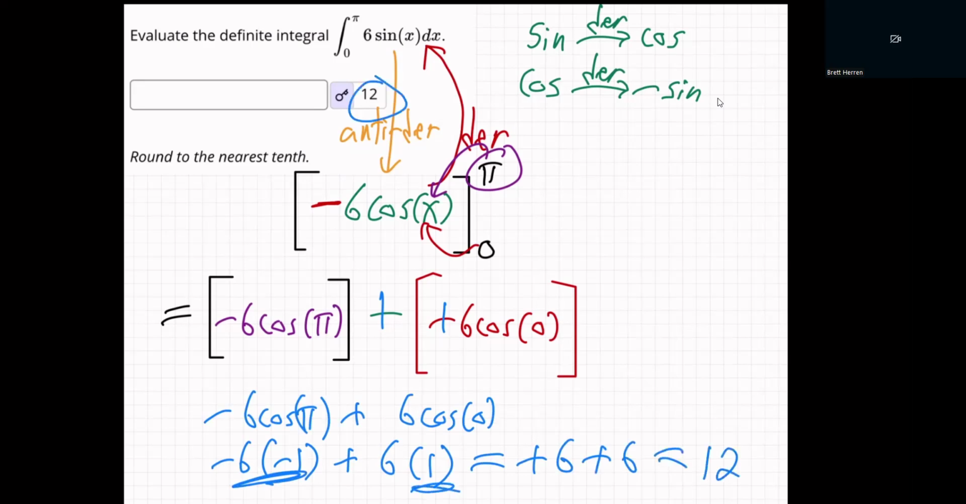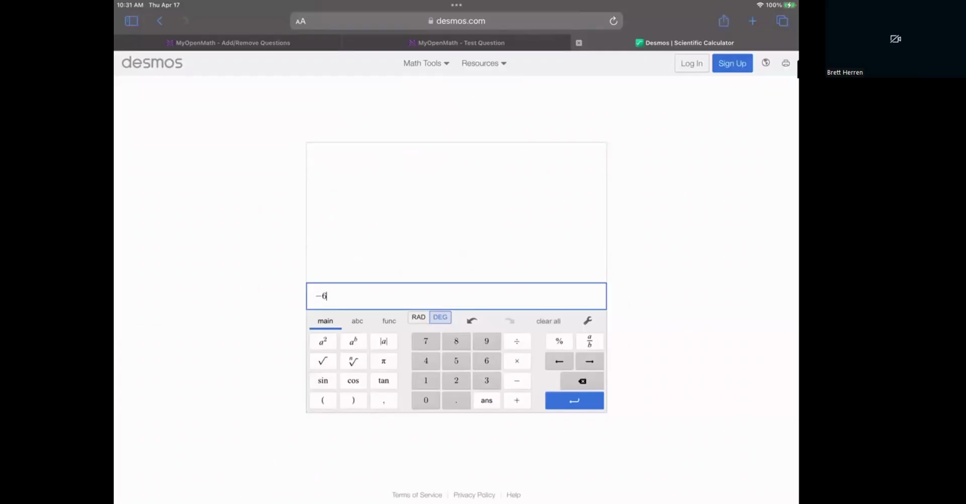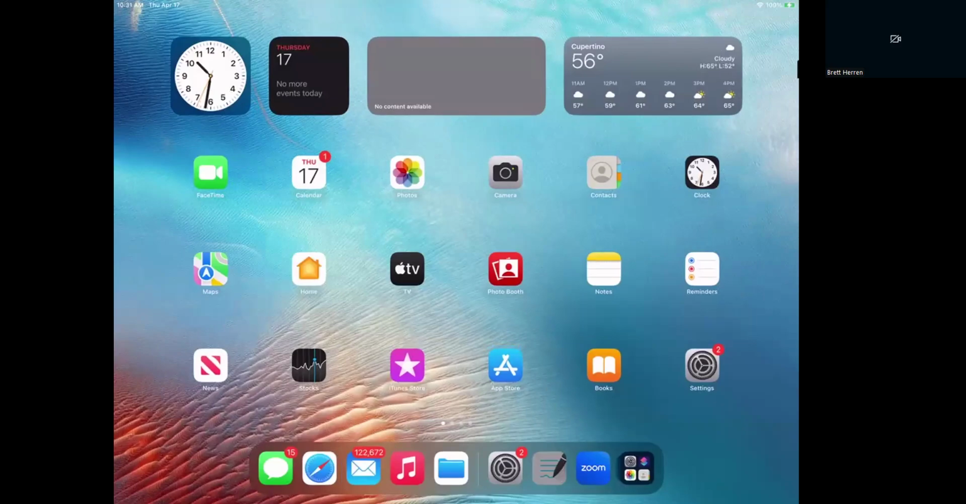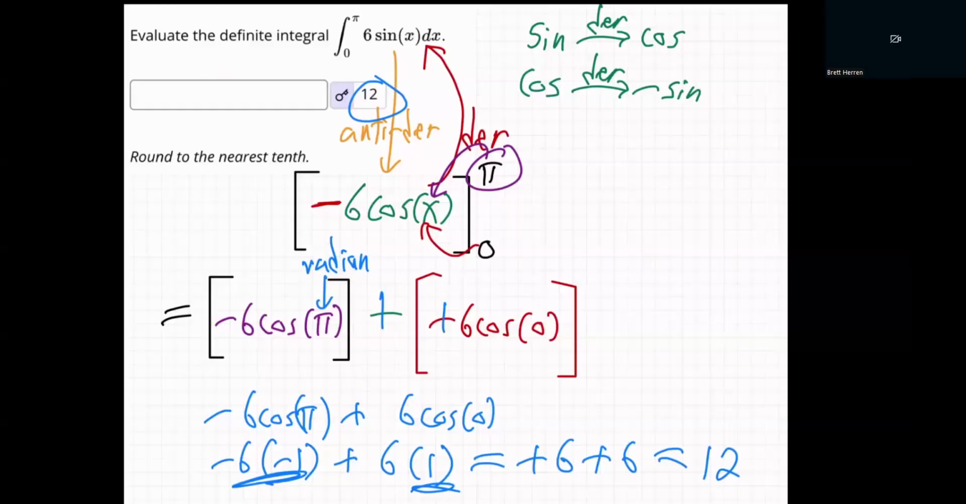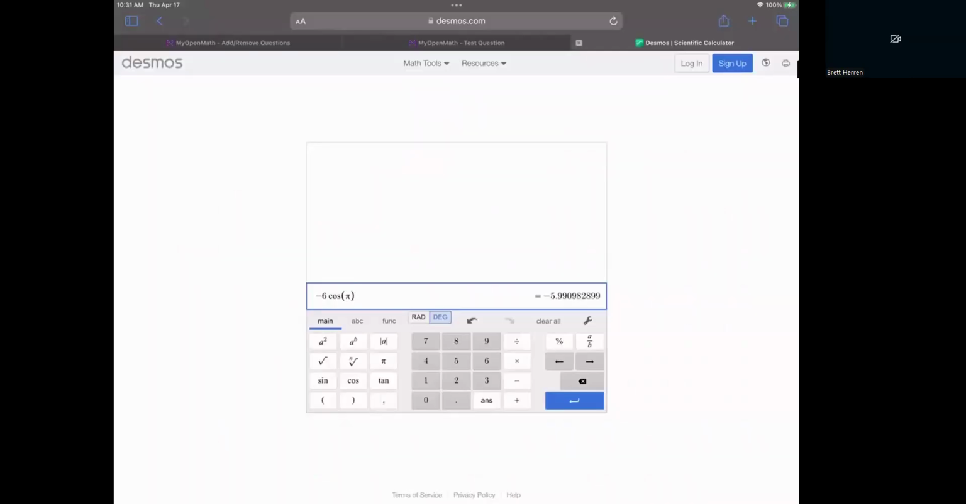That's the correct answer. Again, you can just type it all in Desmos, but if you're going to, make sure you're in radian mode, because that's a radian angle, right? Let me go to Desmos and show you. Minus 6 cosine pi. See how I'm in the wrong mode right now? I'm in degrees. I'm going to fix that. Let's go back. And then so minus 6 cosine pi plus 6 cosine 0. Again, the answer is coming out wrong, but then you click the radian button.